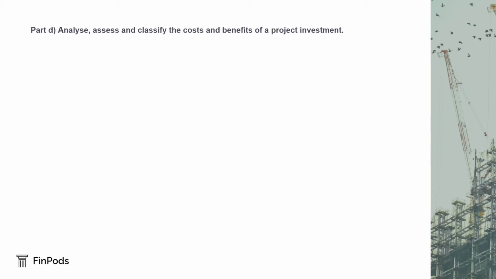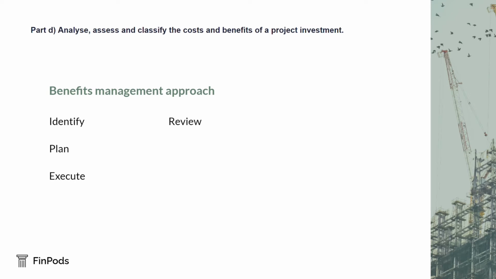Part D. Analyse, assess and classify the costs and benefits of a project investment. Organisations have adopted a benefits management approach to identify benefits. Benefits management is made up of 5 key stages as below. 1. Identify and structure benefits. 2. Plan benefits realisation. 3. Execute benefits plan. 4. Review and evaluate results. 5. Establish potential for further benefits.